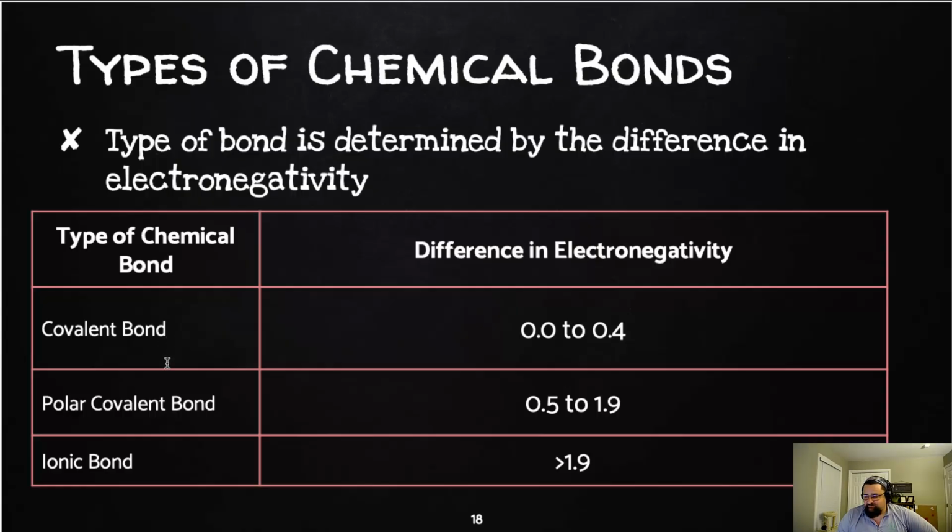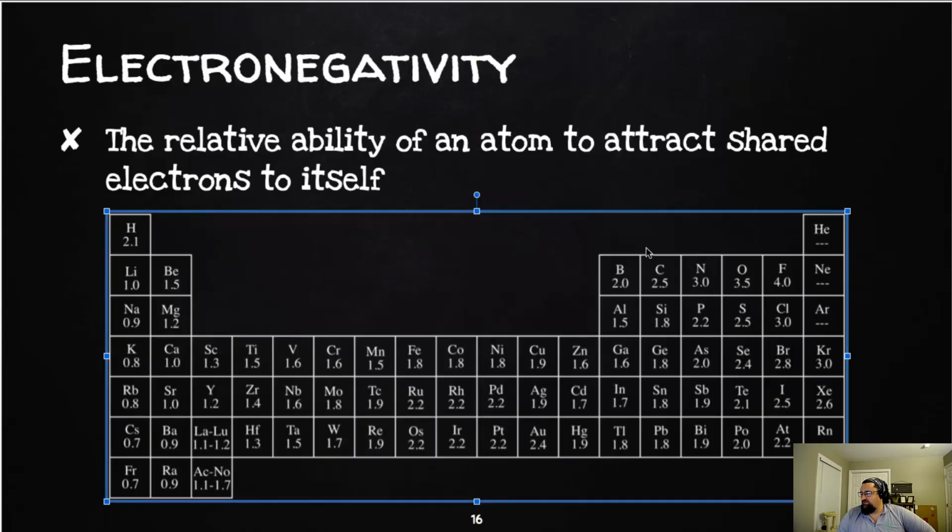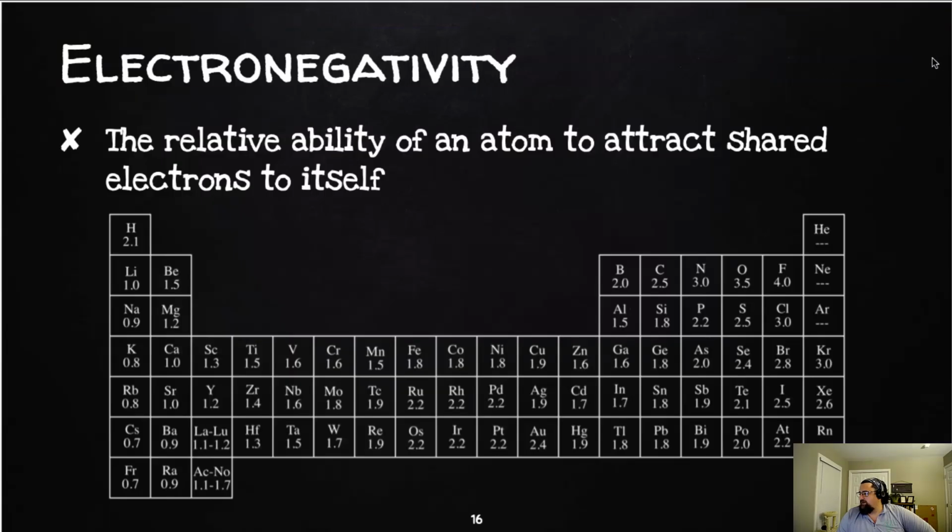We're going to get to that later. If it's a 0.5 to a 1.9, we're going to have a polar covalent bond, which again, we'll get to later. But if the difference is above a 1.9, it's going to be an ionic bond. So if it's fluorine bound to aluminum, that is a 2.5 difference. Well, that will mean that it's going to be an ionic bond. It's bigger than 1.9.